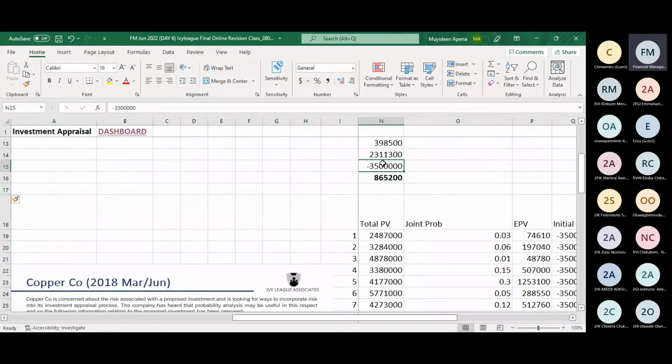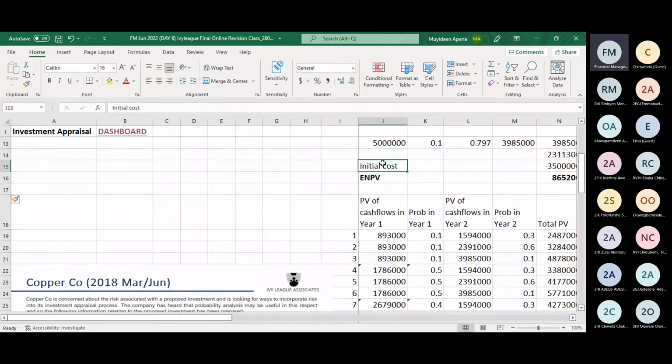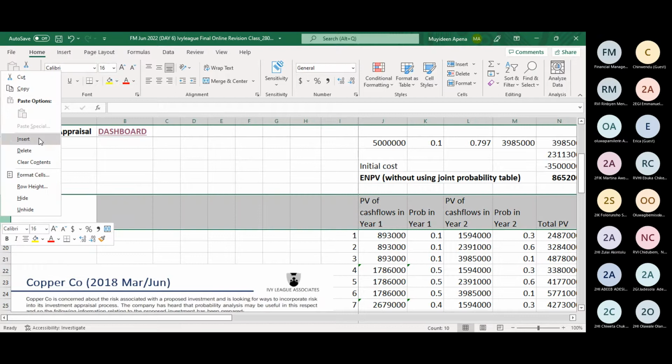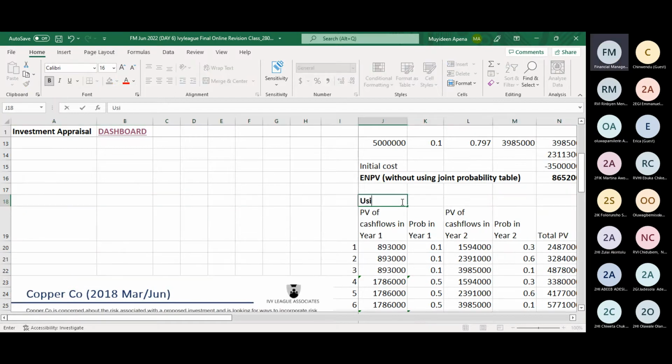So I'm going to put this as without using joint probability table. But using joint probability table is this.